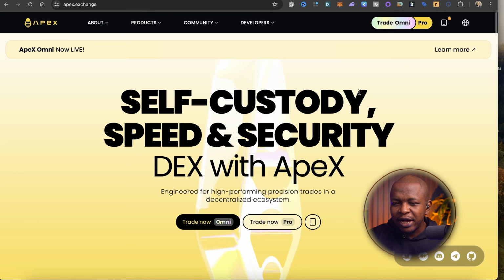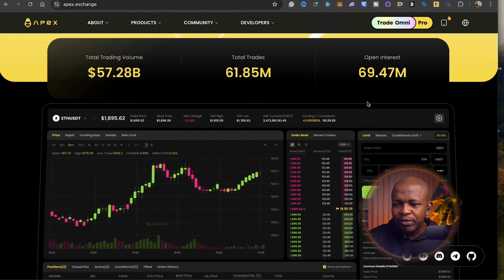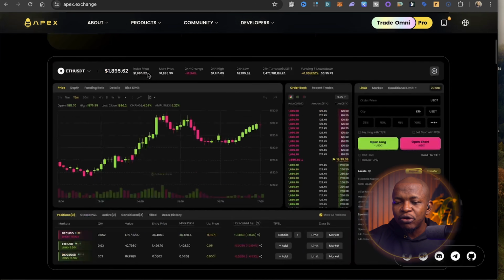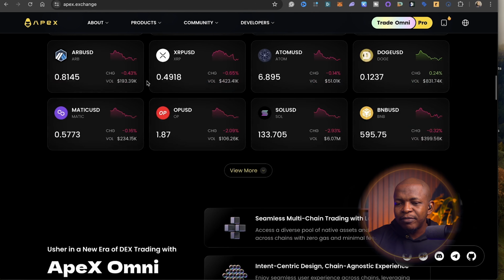So if I go to the website, this is it, and scroll down, they have over 69 million in open interest, total trade of 61 million, and trading volume of $57.28 billion so far. So Apex is a decentralized trading platform. It practically allows you to trade while holding your money. You're not depositing your money into the platform, rather your crypto is in your custody while trading. So I don't need KYC here.